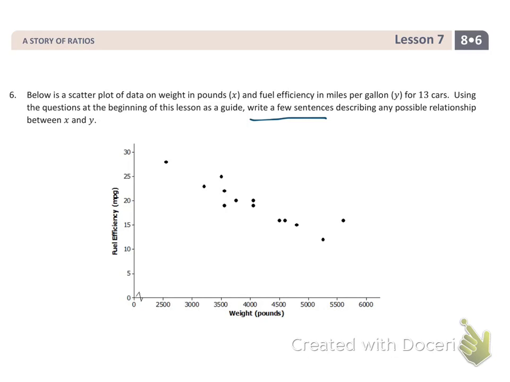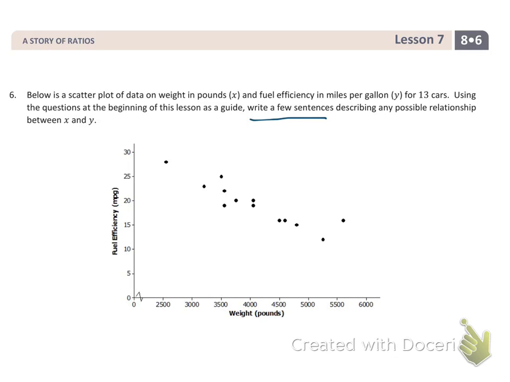Your answer should say something to the effect of, there appears to be a negative linear relationship, because I could draw a line right through this set of points and it would be a negative slope. So there appears to be a negative linear relationship between the weight of a car and the fuel efficiency of that car. And you might even say there's a strong negative linear relationship, because this is a pretty strong pattern. It's not scattered about a lot. It's a pretty strong downward trend there.